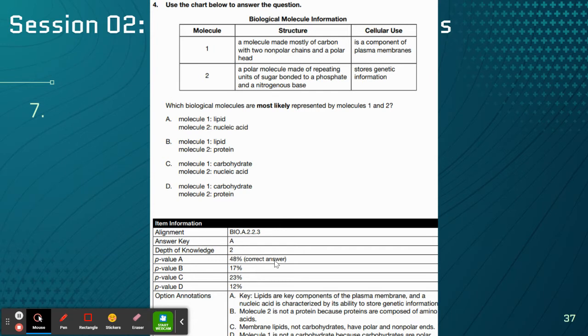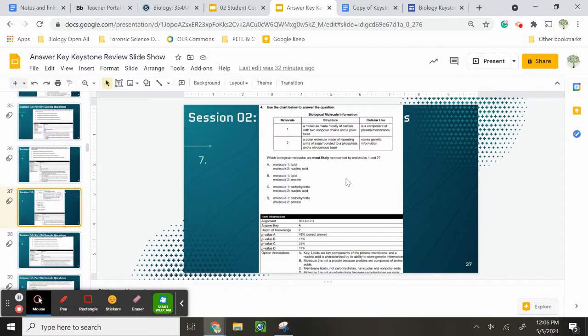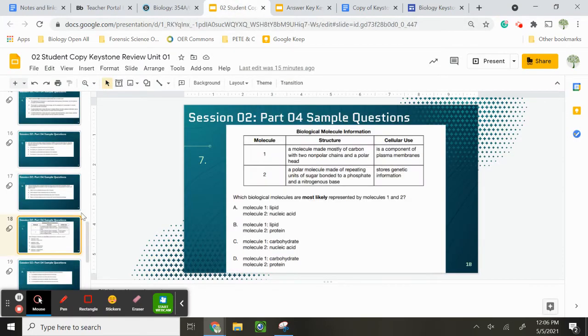Okay. Sadly, only 48% of students got this one correct. That was a little surprising to me. You're going to get this one correct because you're going to study your carbon compound table if you are still not crystal clear on that.